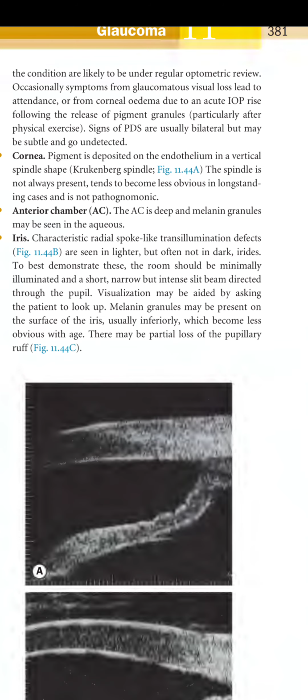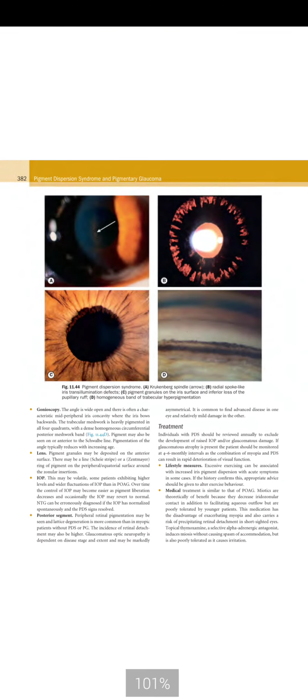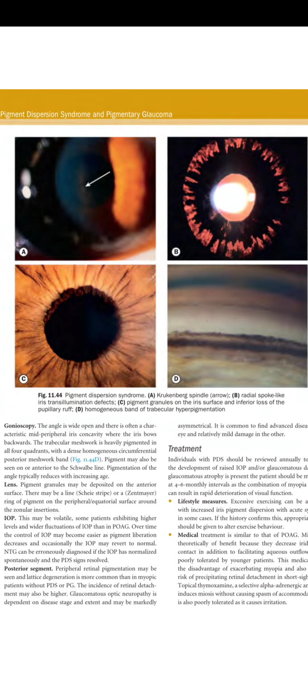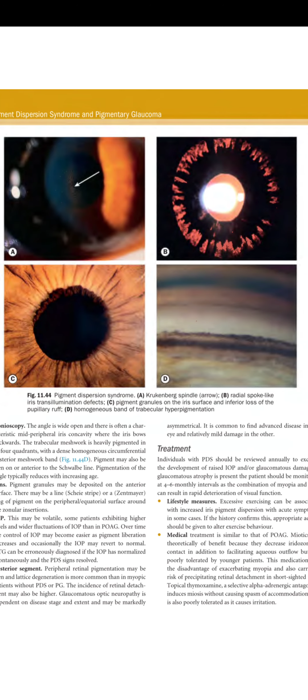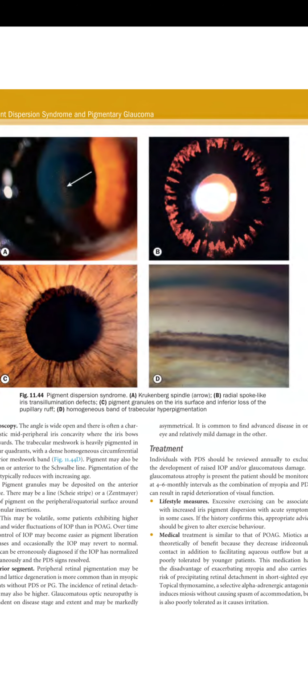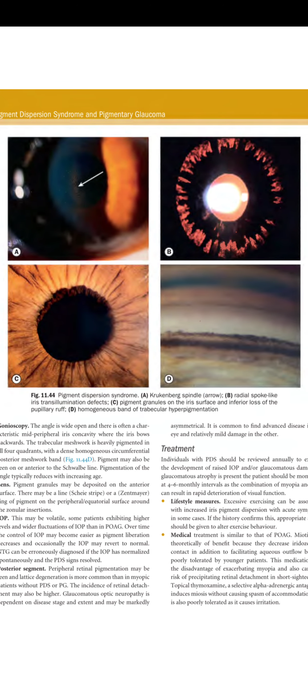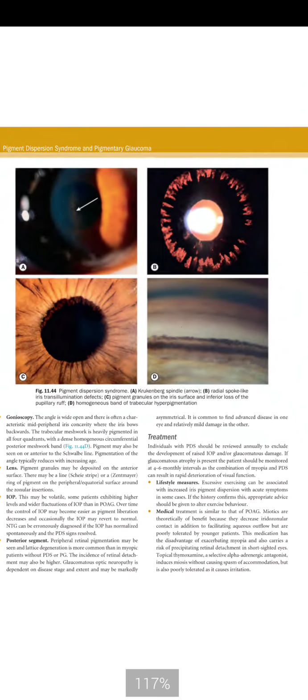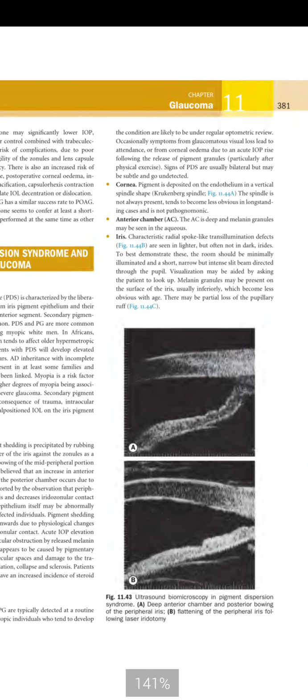There may be partial loss of the pupillary ruff. So basically, when you do the retro-illumination, you will see the defects in the mid-periphery of the iris, and there is also loss of the pupillary ruff. B is showing the radial spoke-like iris transillumination defect. C is showing a pigment granule on the iris surface and inferior loss of the pupillary ruff. D is showing a homogeneous band of trabecular hyperpigmentation. So the trabecular meshwork becomes hyperpigmented.